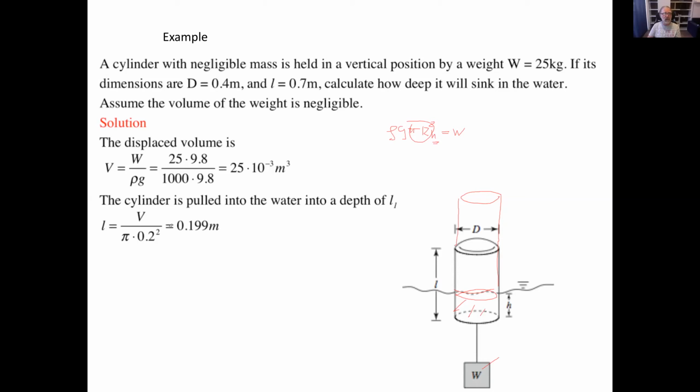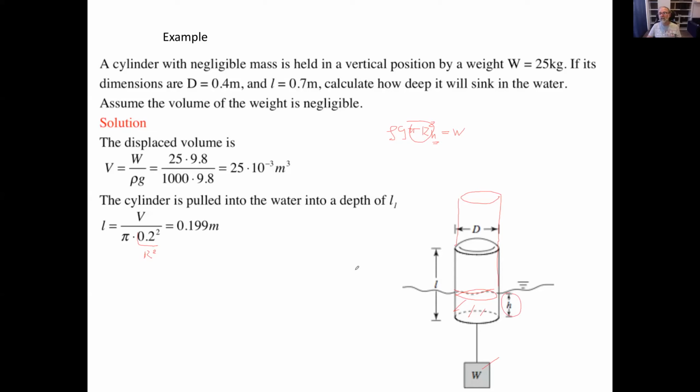Step one, just find the volume, because we know the weight and we know rho g. And therefore the volume is pi r squared times L. So I put the L here, divide the volume by this, and I end up with this quantity, which is H. Very simple.